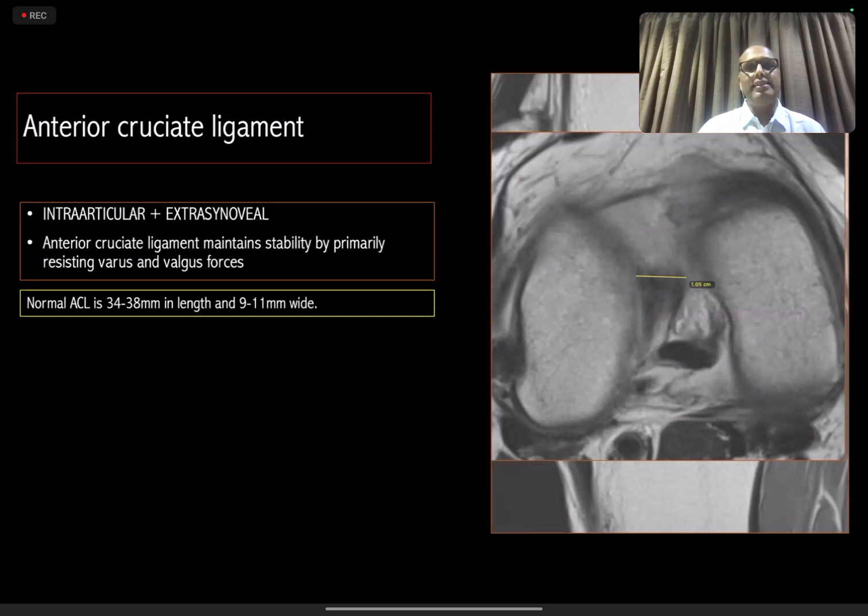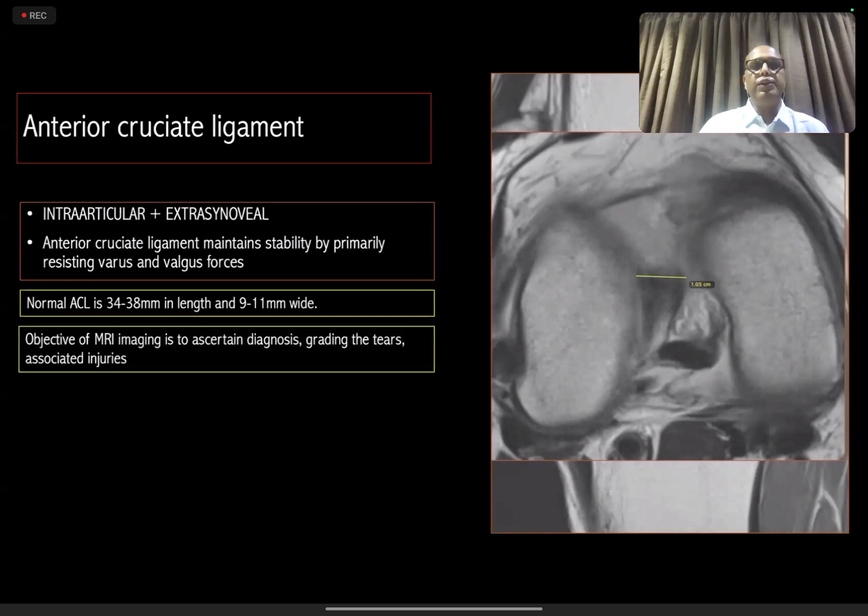The axials are the ones which are preferred for measuring the width of that ligament, and preferably the PD weighted non-fat suppressed images or the T1 weighted images are preferred to measure that. The objective of MRI is to ascertain the diagnosis with which a clinician has already suspected. So he is expecting further details on that: whether there is a tear, what type of tear, the grading of the tears, and the associated injuries. Because most of the time, the failures of the treatment offered for the ACLs happen because of missed additional injuries to the other structures which are playing a vital role here.